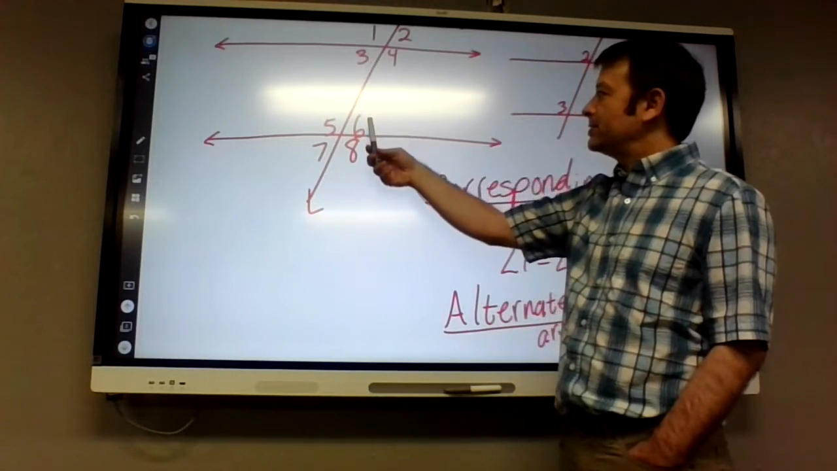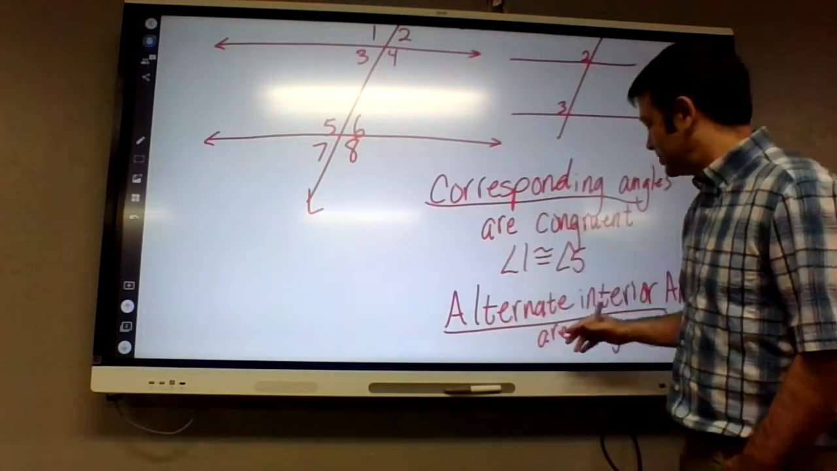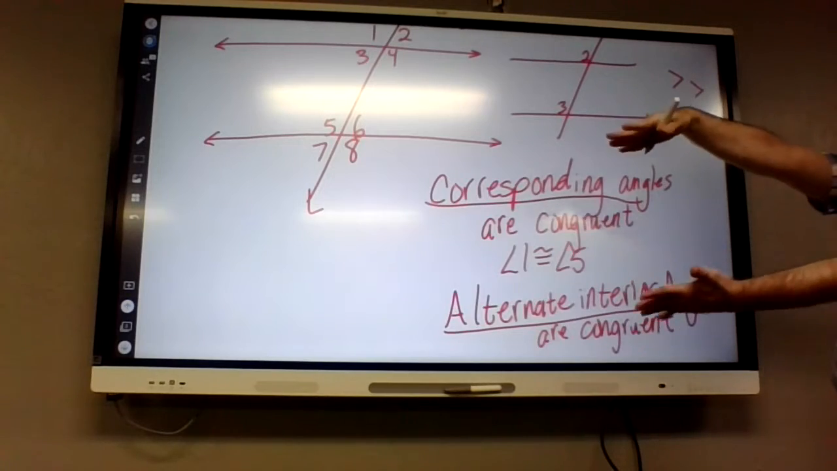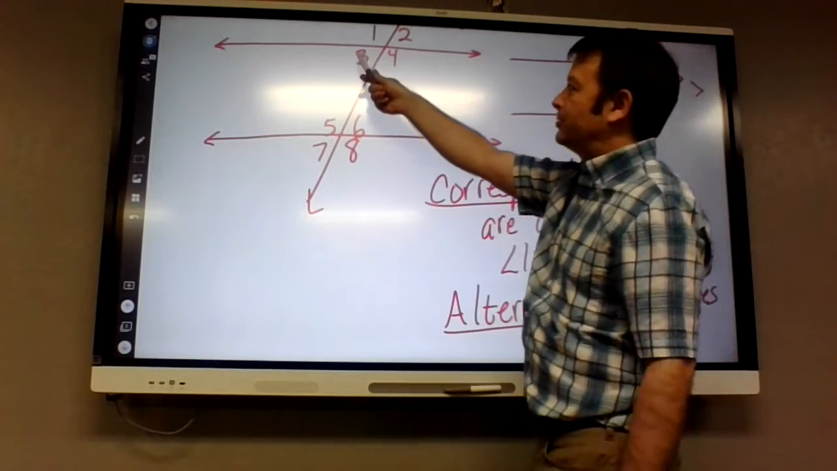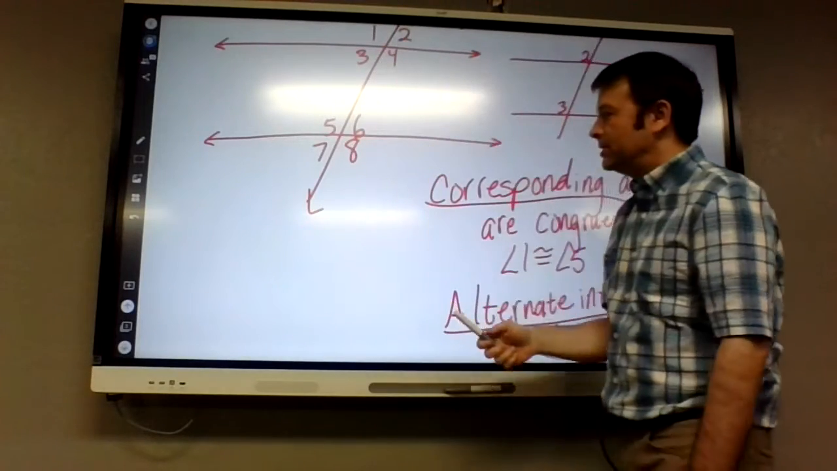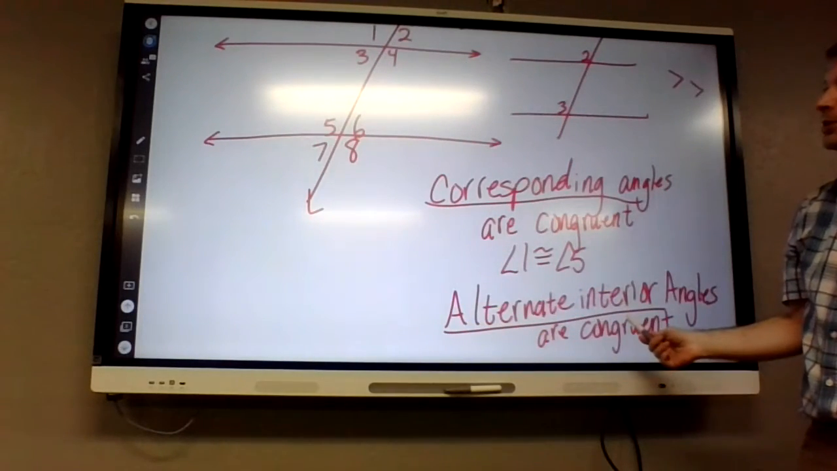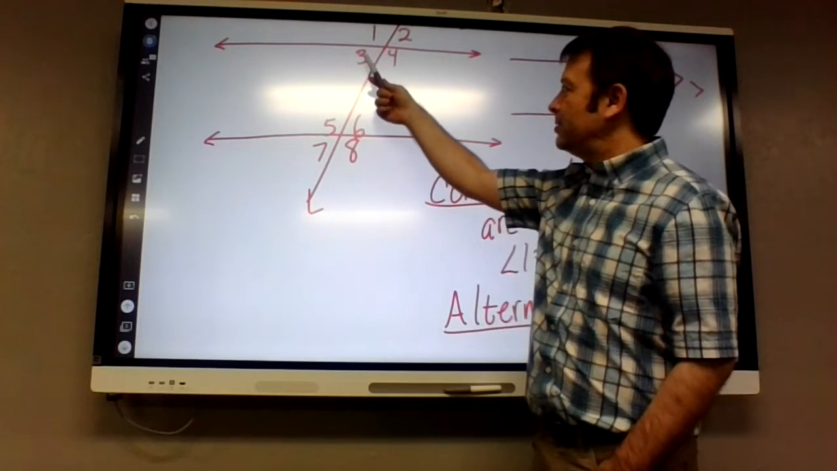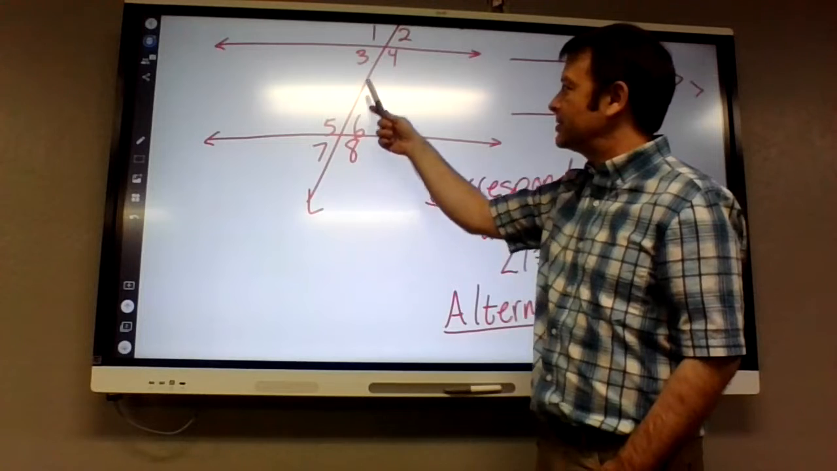3 and 6 are on opposite sides of the transversal. Interior means they're inside the parallel lines. So they're on alternate sides of the transversal, but they're inside the parallel lines. Alternate interior angles are congruent. You can kind of tell they're congruent, right? Like this looks like an acute angle, and this looks acute, looks the same.